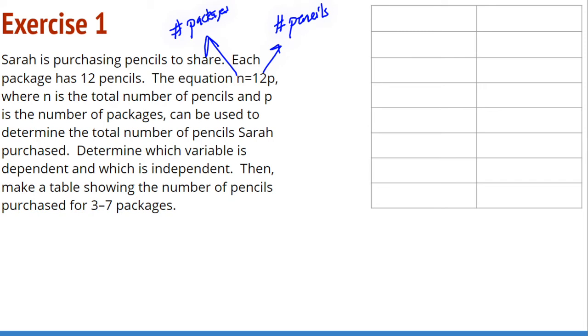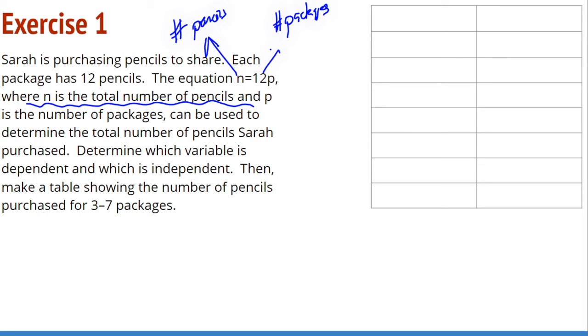Determine which variable is dependent and which is independent. Oh, and here I'm going back and rereading, and I have these reversed. N is the number of pencils. And so this other side is the number of packages that she purchased.